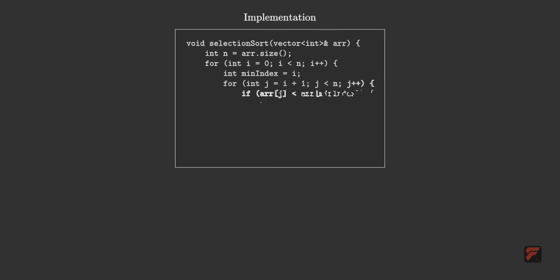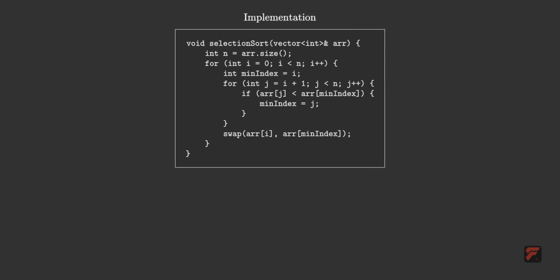Finally, let's explore the implementation. Here I have an implementation in C++. The function receives an array and will do sorting on that array. We shall maintain the index of the smallest value, then find it within the unsorted part. At the end, we swap values at the leftmost index of the unsorted part and the index of the smallest value.